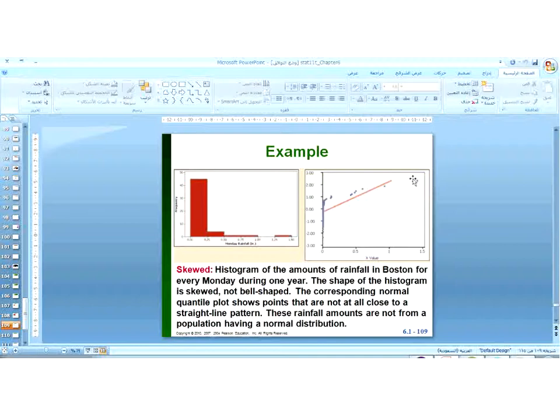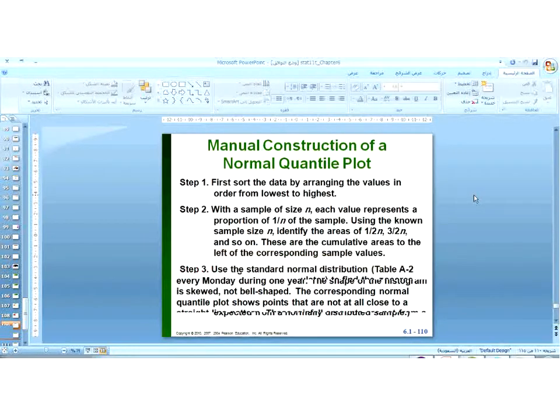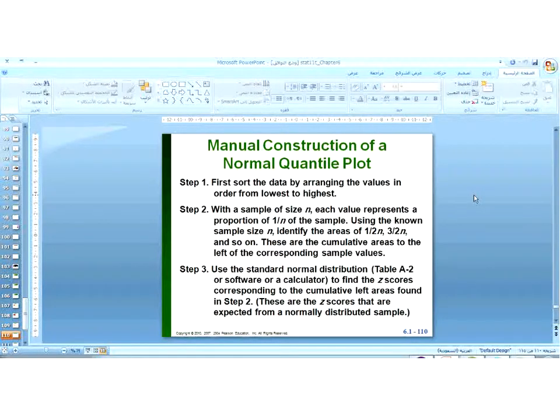Here is another example. I think يعني واضح هنا إنه مش normal. في عندي هنا outliers. شايفين كيف outliers موجودين هنا؟ So of course it's not normal. Skewed طبعا هنا. So manual construction of normal quantile plot. لو بغينا نسويها بشكل يدوي.